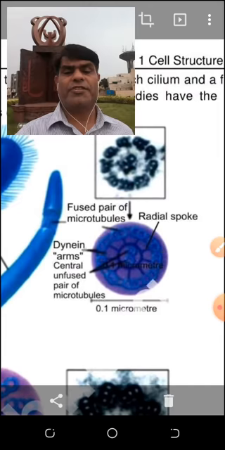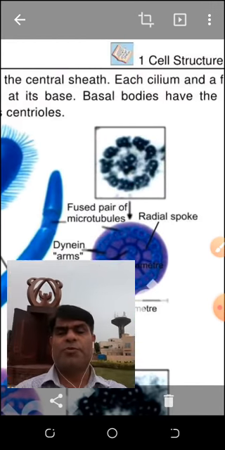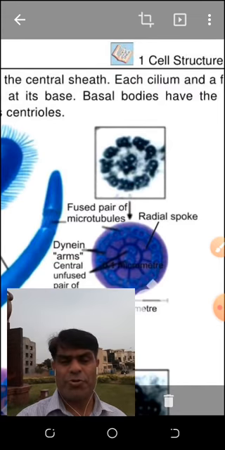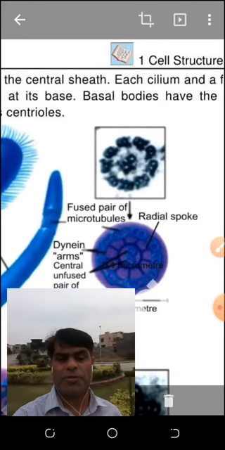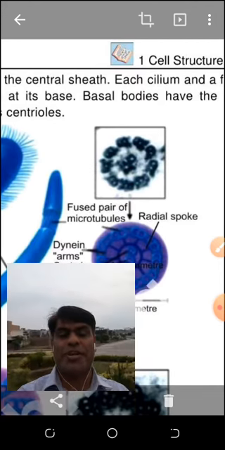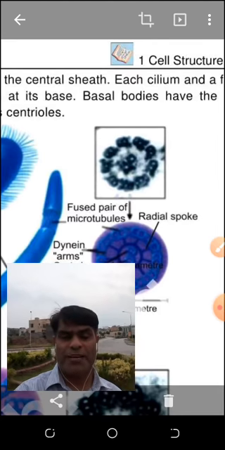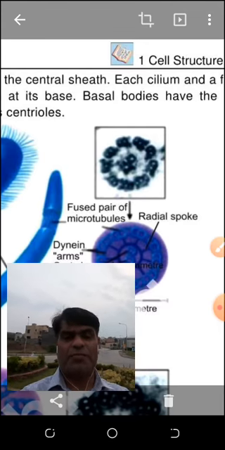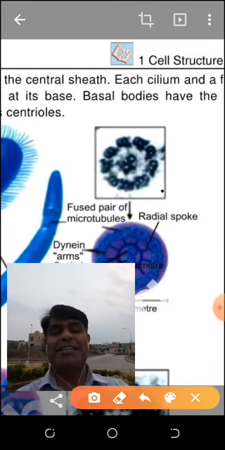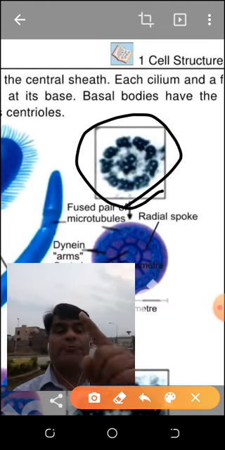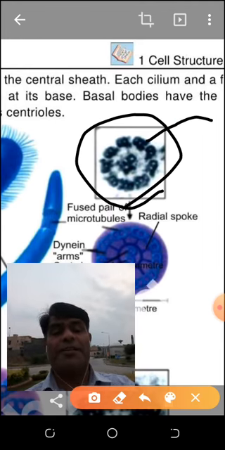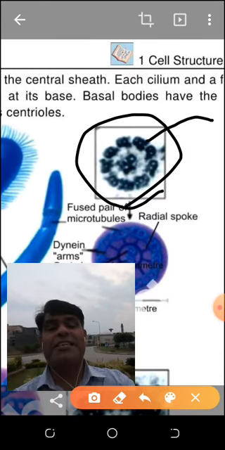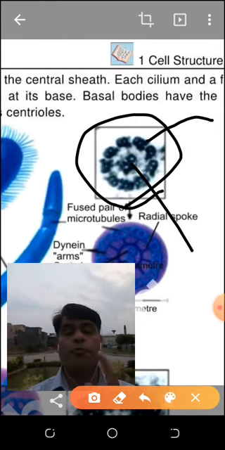Yes, this is the diagram you are watching, the dynein arms and the fibrils. Do you remember in the last lecture how many types of fibrils were present? 11 fibrils were present in one cilium or in one flagellum. Now I will show you, these are the peripherals. Peripheral means at the side area, and these are at the central, 2 fibrils at the center.